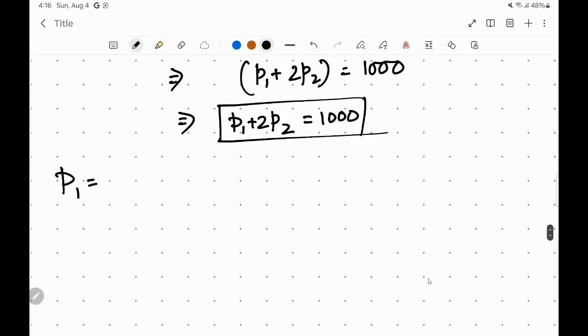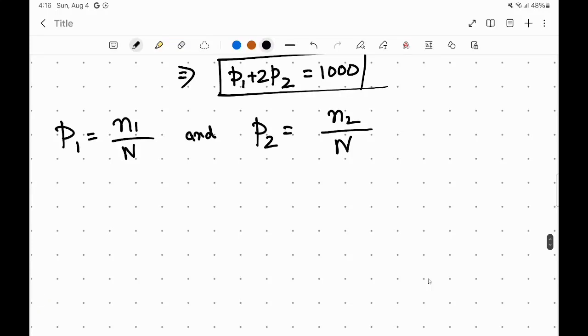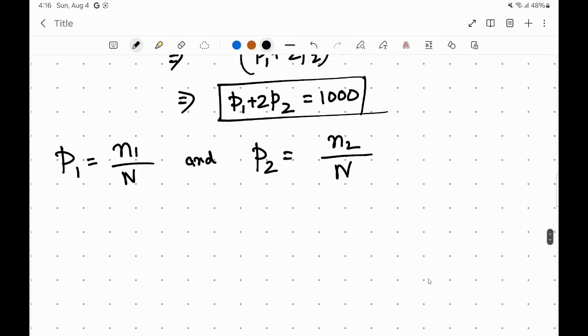P1 is N1 by capital N and P2 is N2 by capital N. So from here, you can find out that if you put P1 and P2 here, then you will obtain this N1 plus 2N2 equals 1000 N.